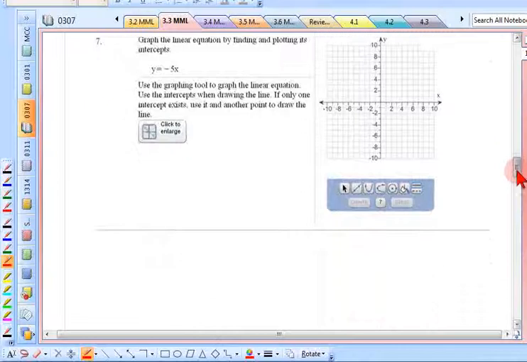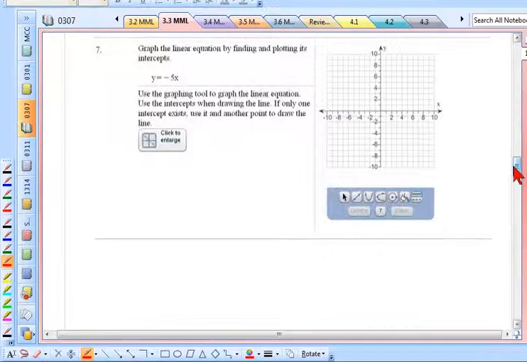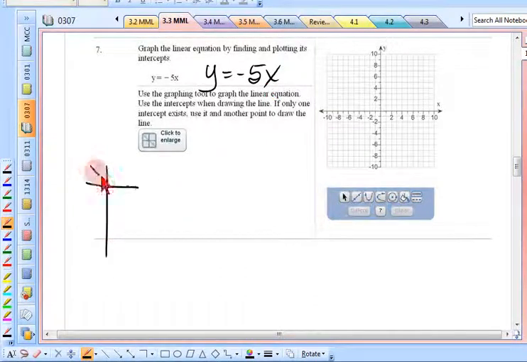All right. Number 7. It says to graph this equation using intercepts, and the equation is y equals negative 5x. Use the graphing tool, and if only one intercept exists, find another point. Okay, so x, y, 0, 0. All right.